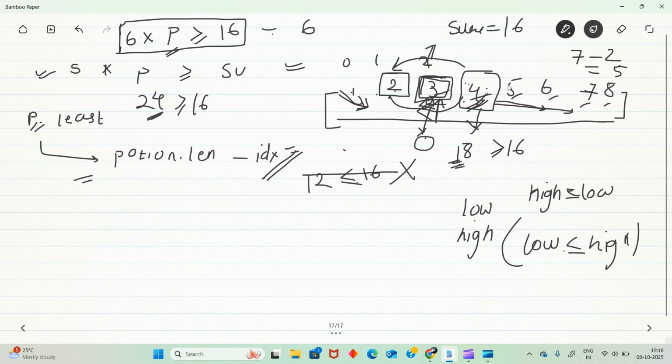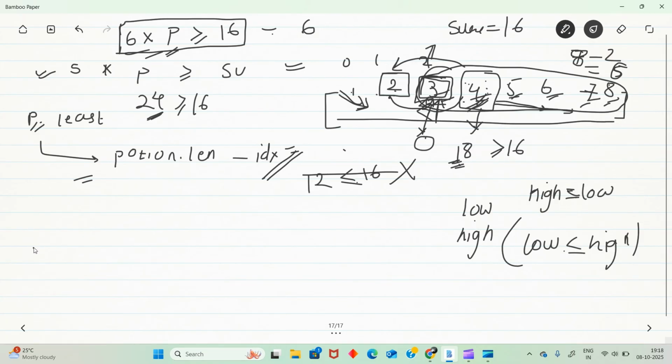1 2 3 4 5 6 7 8. My total length is 8, not 7. So I got my answer: 1 2 3 4 5 6. So these are the elements which can form a successful pair with this. So in this way we will be calculating.